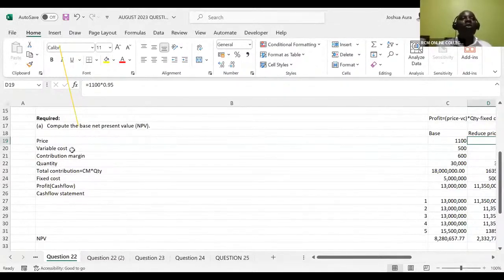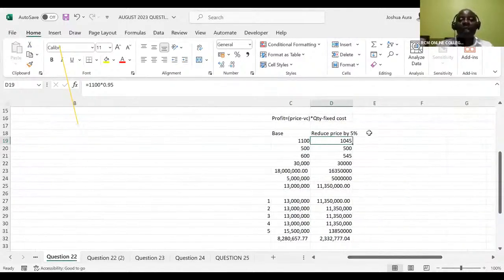Yeah, costs. When costs are affected adversely, of course, they increase. So I'm going to multiply this figure that we have here, 500, with 1.05, because it's going to increase by 5%. So the first thing I will do, I will come and copy the base.